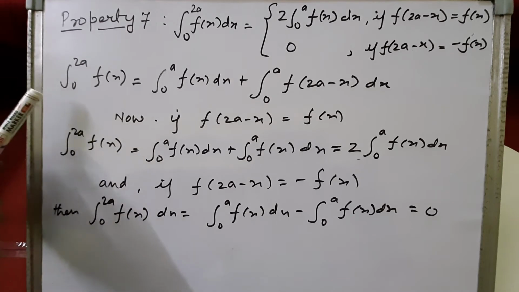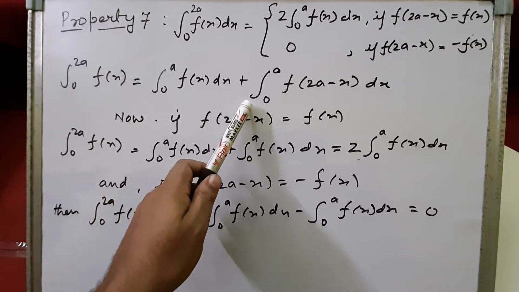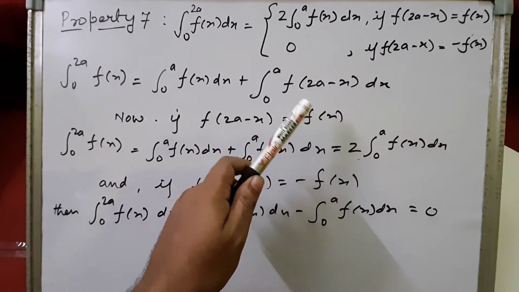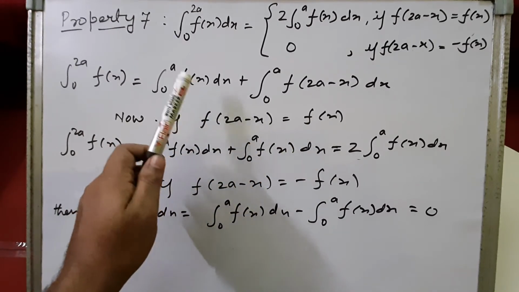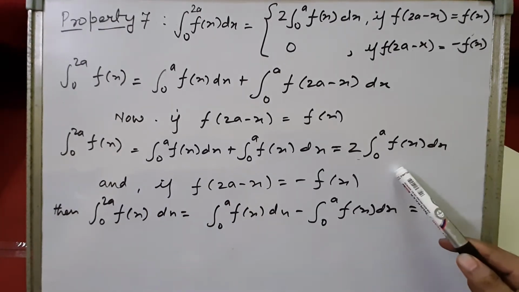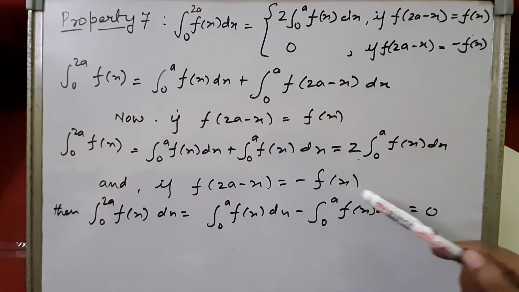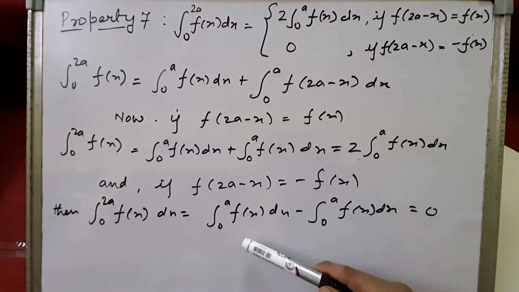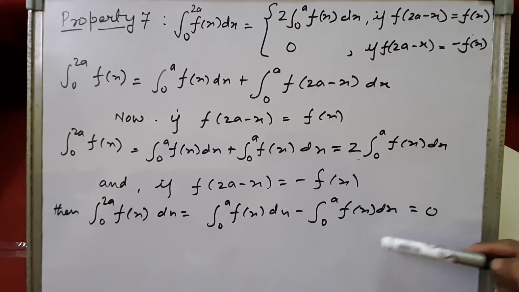Integral 0 to 2a of f(x) dx, we have discussed earlier in the previous property, is 0 to a f(x) dx and 0 to a f(2a minus x) dx. Now in this property, if you put f(2a minus x) equals plus f(x), then these two terms will get added and the result will be 2 times integral 0 to a of f(x) dx. And if we put f(2a minus x) equals minus f(x), then 0 to 2a f(x) dx will become 0 to a f(x) dx minus 0 to a f(x) dx. So these two terms will get cancelled and the result will be 0. Alright children, note down please.